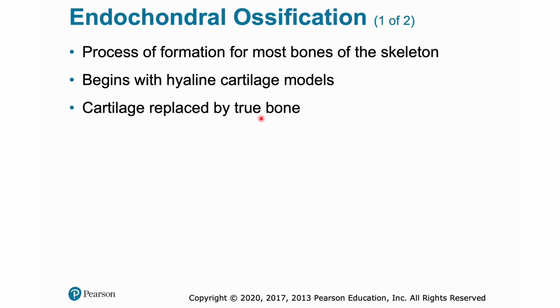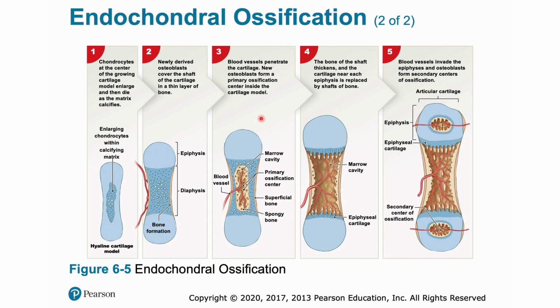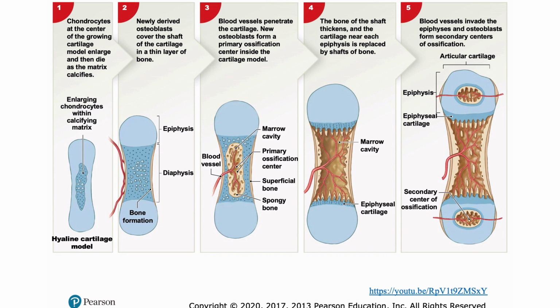Steps in the growth and ossification of a limb are diagrammed in figure 6.5 on the next slide. Let's look a little more closely at this figure. You will see at the bottom of the slide that I've posted a link to a YouTube video which takes you through more detail concerning this image. It's optional if you'd like to watch it or if it helps give you a better understanding of the diagram.